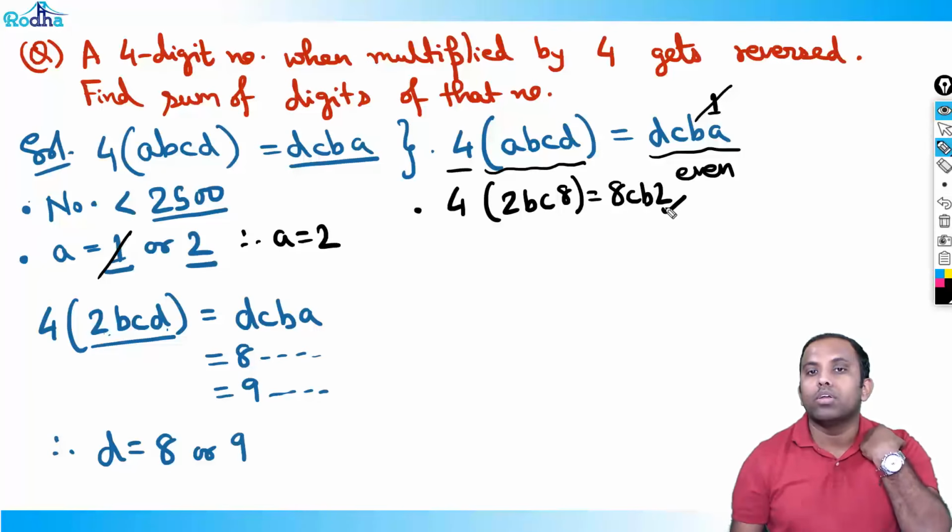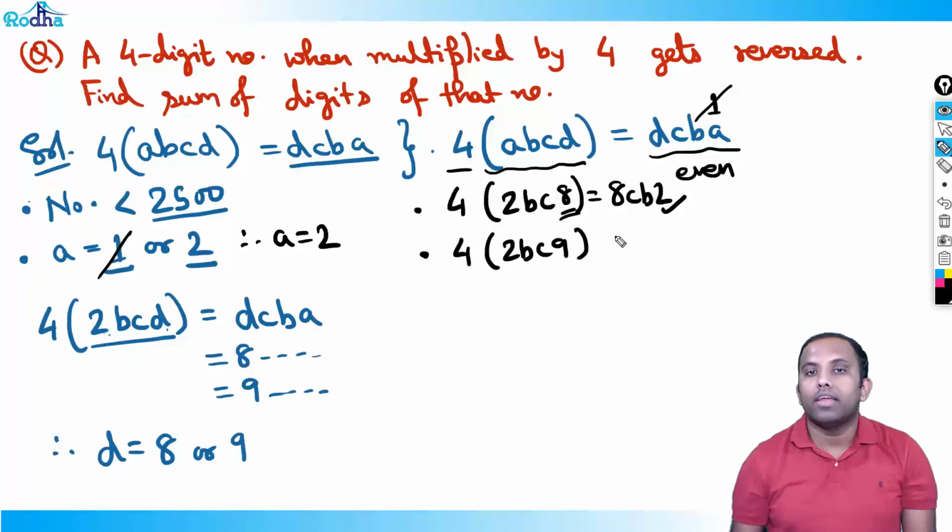32, 2, and so carries on 3. So 8 is no problem. 8 is satisfying here. Let's see D is equal to 9 here. 4 into 2BC9 is equal to 9CB2. 4 nines are 36. Here it is 9, here it is 9. Okay, it is not 6 here.